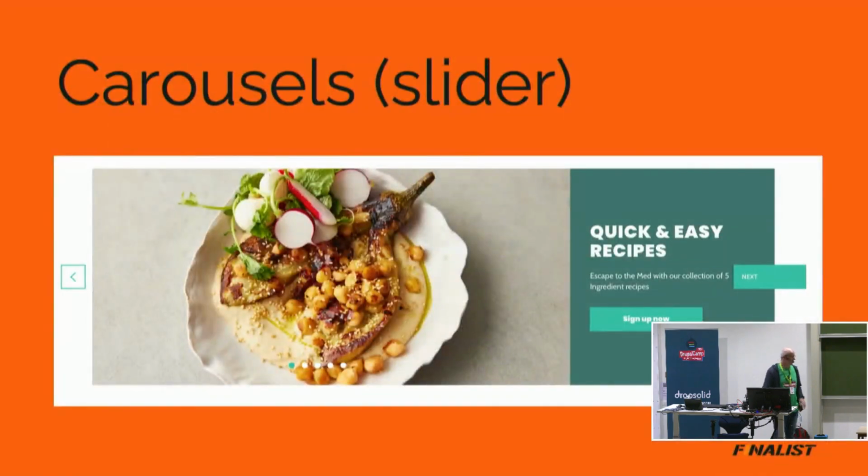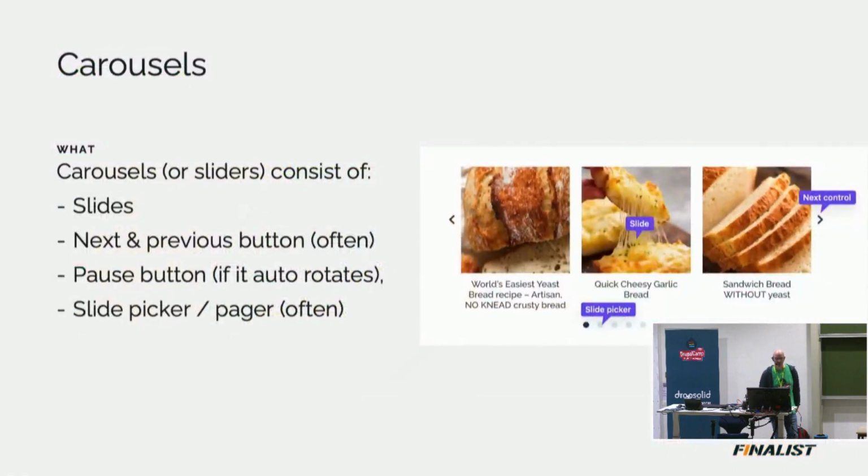That sums up everything I have to say about the accordions, so we can move on to the carousels, I think everybody's favorite. Also known as sliders. They consist of slides. Often they have a next and previous button, a pause button, and a slider picker. Those are those funny bullets. They can also be used as a pager, as you can see in this screenshot.